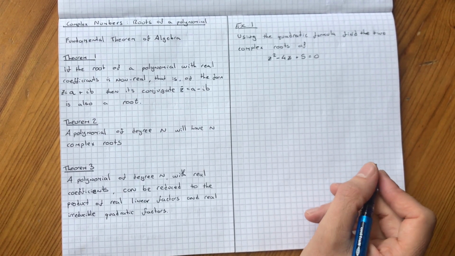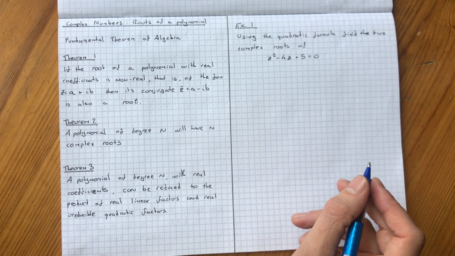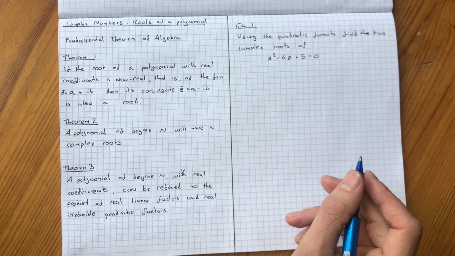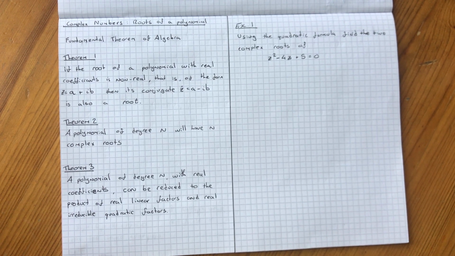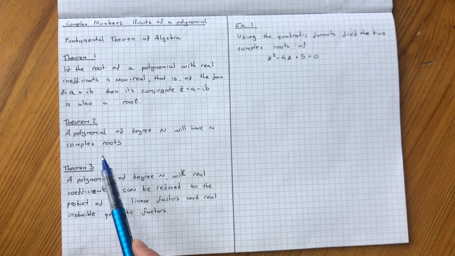What that means in effect is that complex roots come in pairs. If you've got a plus ib, then you're going to have a minus ib. They're both going to be roots. Theorem 2, a polynomial of degree n will have n complex roots. Now remember, the definition of a complex number is it's going to have a real part and an imaginary part, so we can think of any root as being complex. It's just that what we've dealt with before, the imaginary part has been equal to 0. So a polynomial of degree n will have n complex roots.